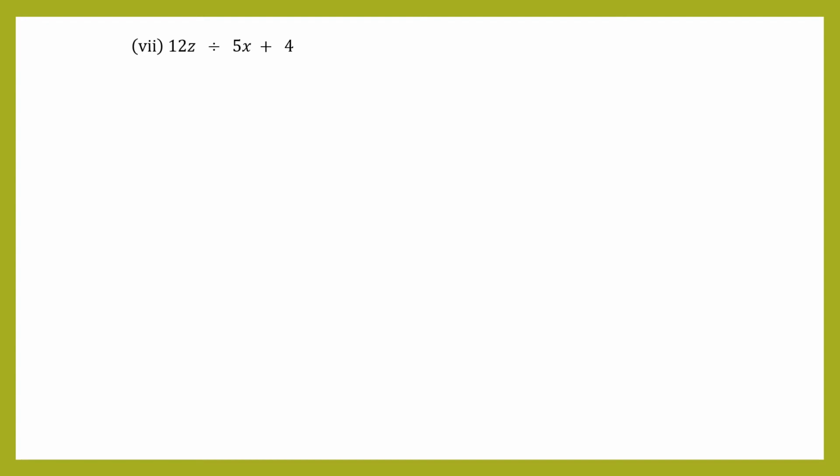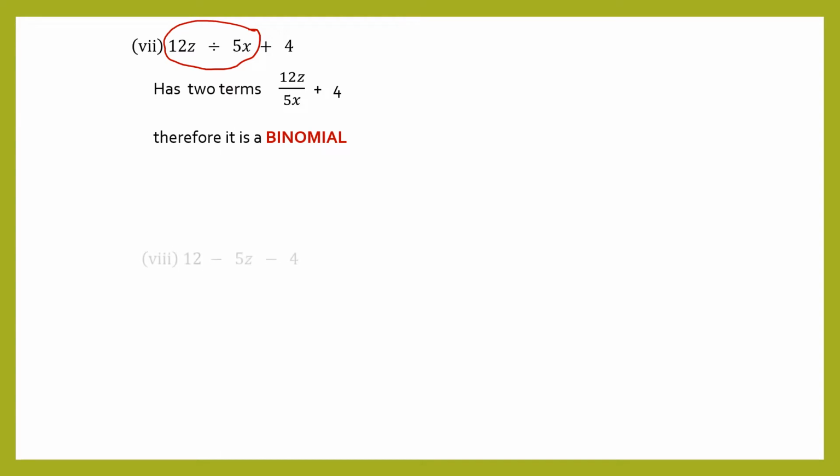Question 7. 12z divided by 5x. Now this becomes one term because there is a division sign there. Plus 4. So we have two terms, 12z by 5x plus 4. Therefore, it is a binomial.